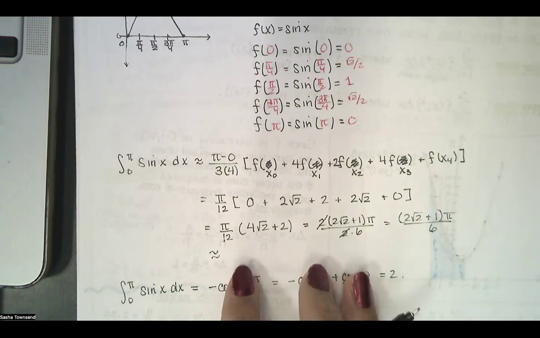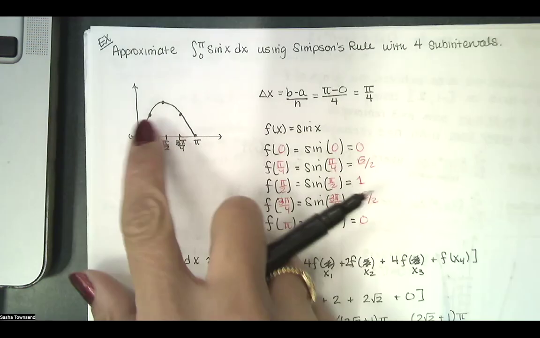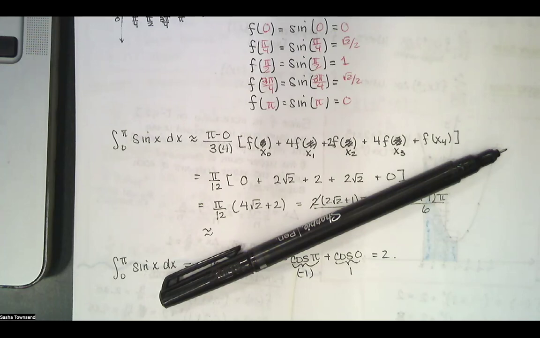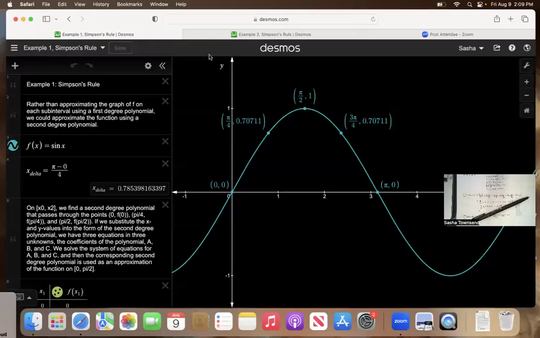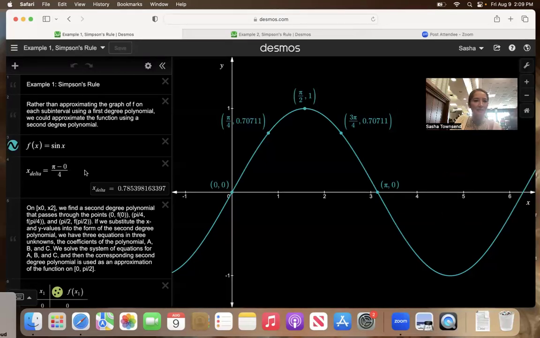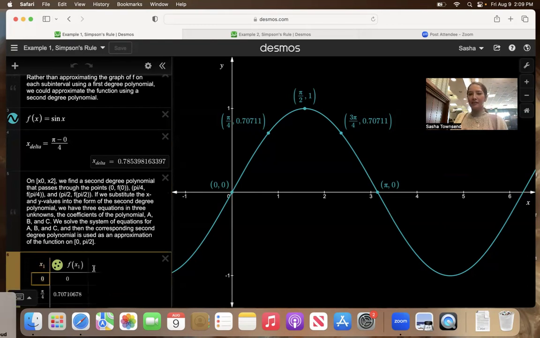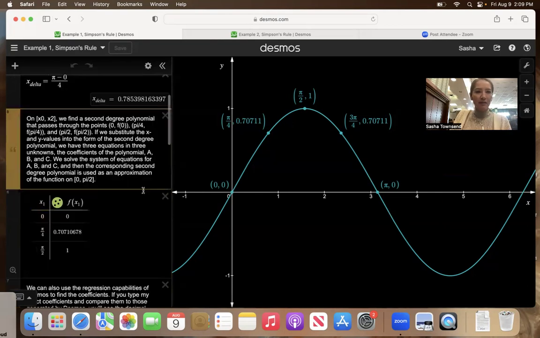So let's look at Desmos and see what that is approximately. And then let's try to come up with those polynomials that approximate the function on those intervals. So here's our function. And I've evaluated the function at all of those, that x sub 0, x sub 1, x sub 2, x sub 3, and x sub 4, just like before. Now, in order to find the polynomial that passes through these 3 points, well, actually, let's do all the numerical stuff first. Let's do the Simpson's rule part.